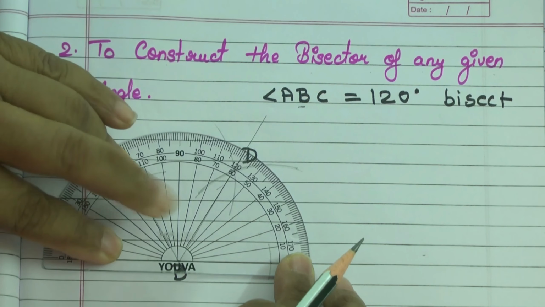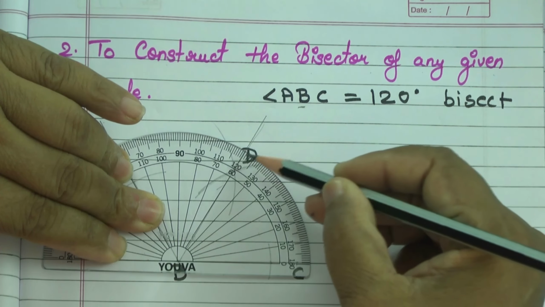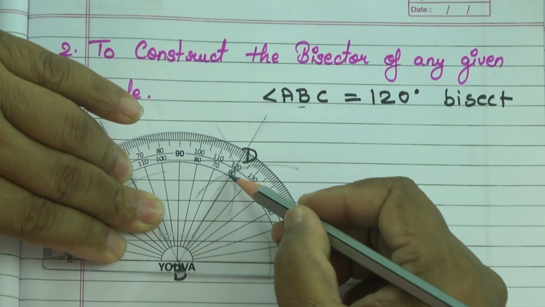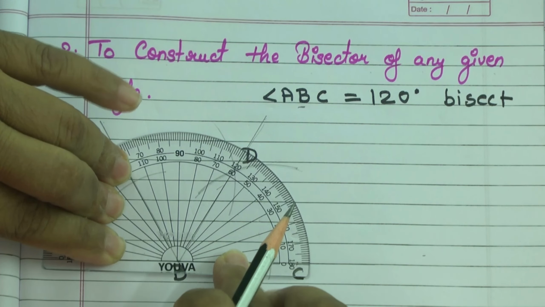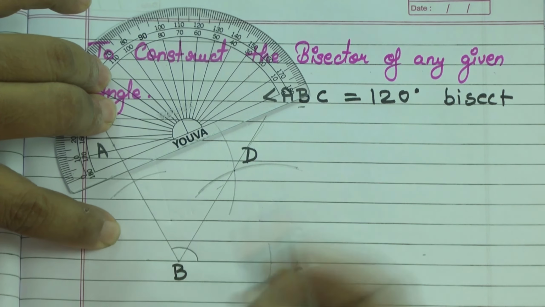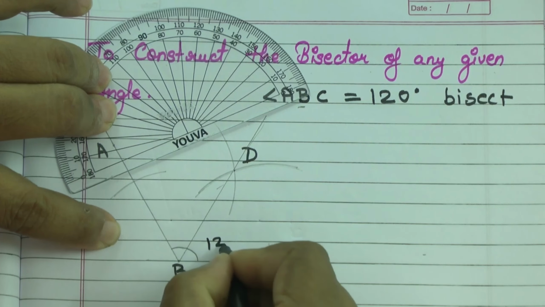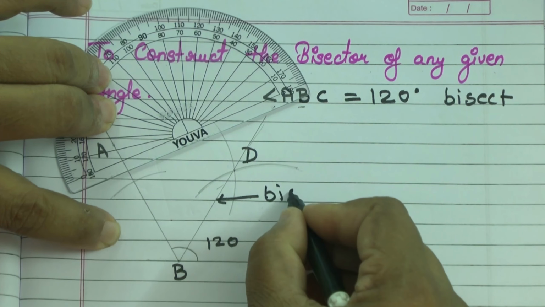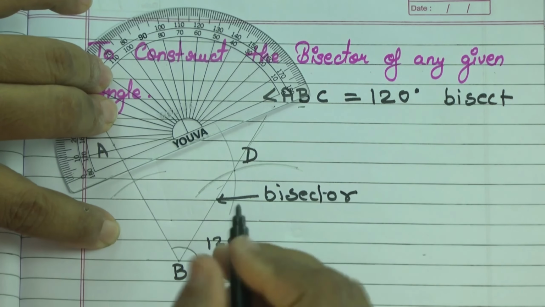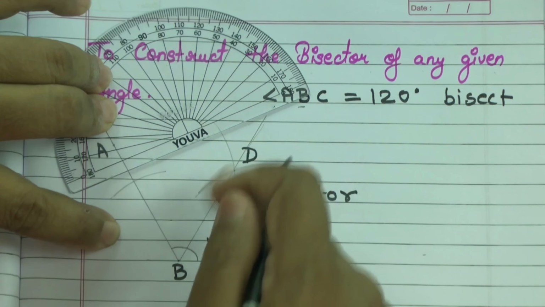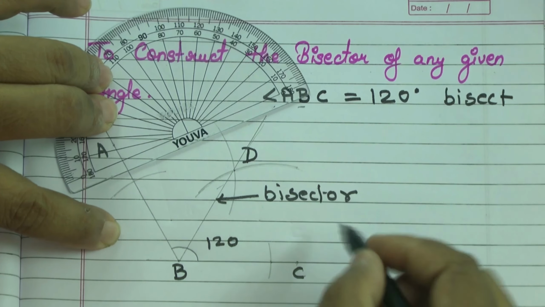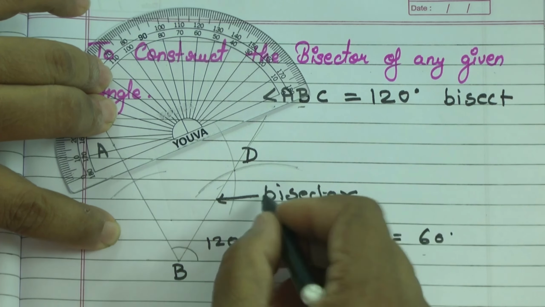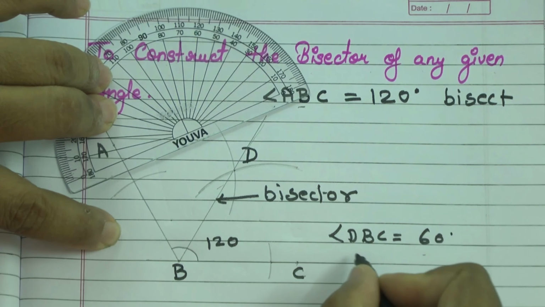You can see the line coinciding with the line of the protractor exactly at 60 degree. The angle was 120 degree. After the bisector, this line is known as bisector. The angle which we have got is DBC. Angle DBC is 60 degree. That means the line DB has bisected.